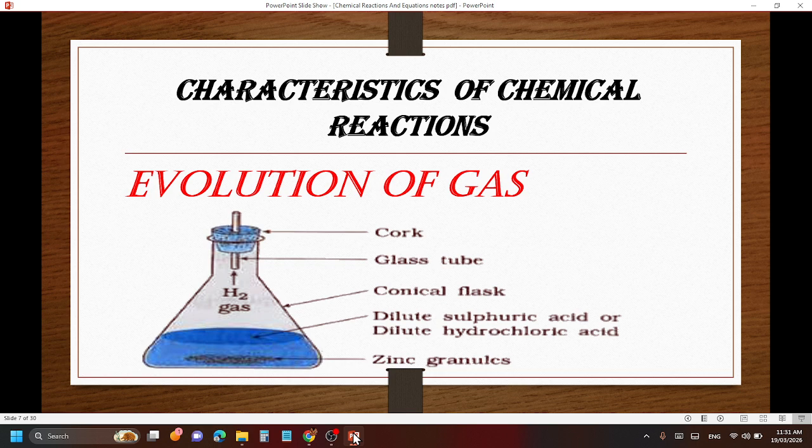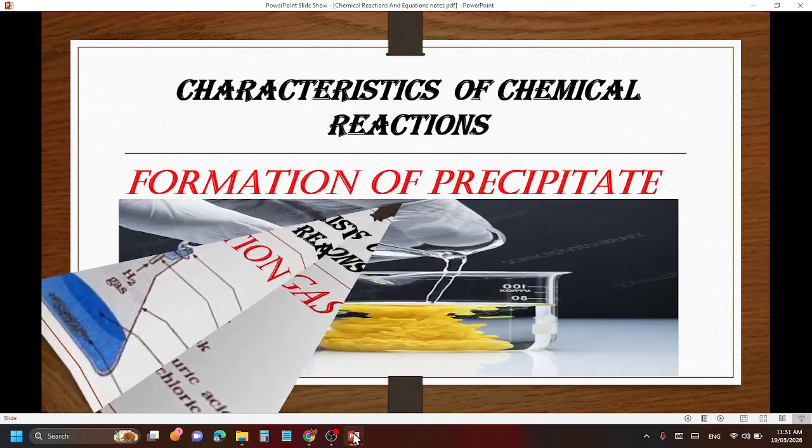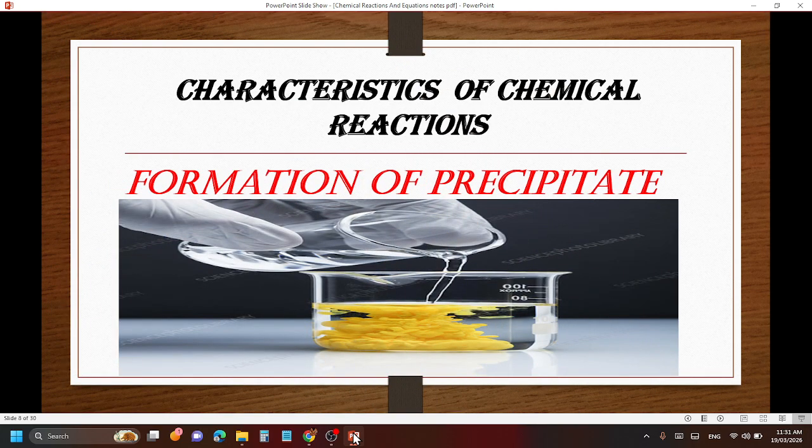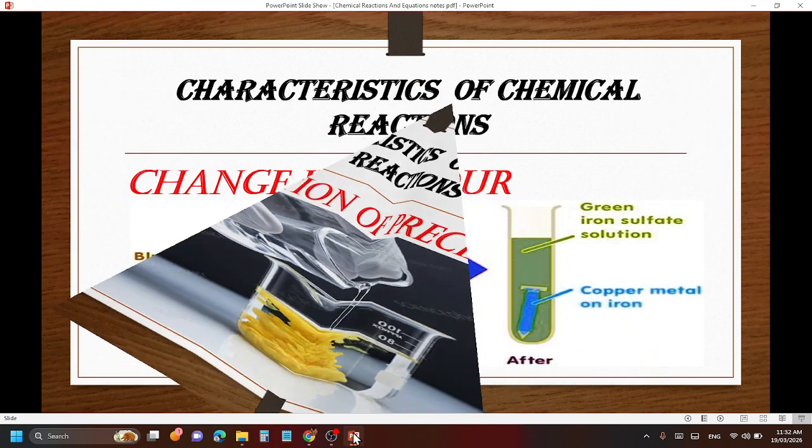So what are the characteristics of chemical reactions? First is evolution of gas. The gas will be evolved in the chemical reaction. Next is formation of precipitate. A precipitate is an insoluble solid substance which is formed when the chemical reaction has taken place, and it mostly occurs in double displacement reactions. I will explain what a double displacement reaction is in further slides. So just remember, it is an insoluble solid substance formed when the chemical reaction takes place.